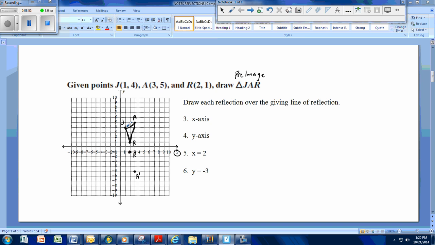Now I'm going to take J and flip it over the x-axis. J is 1, 2, 3, 4 spaces away from the x-axis, so I'm going to go below it the same amount. 1, 2, 3, 4. That would be J prime. As you can see, when I connect the dots, that triangle has flipped over the x-axis.